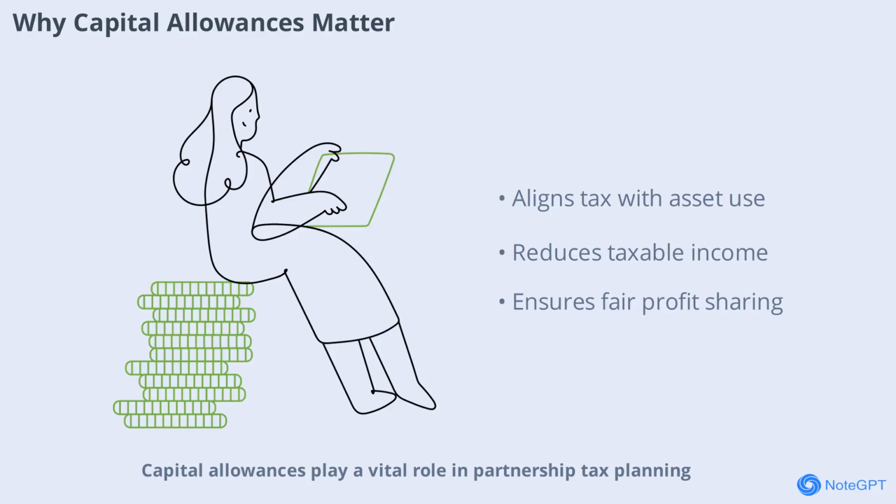Capital allowances play a vital role in partnership tax planning. By replacing depreciation, they ensure that tax deductions are aligned with the actual use and wear of business assets. This not only reduces the partnership's taxable income, but also ensures that each partner's share of profits reflects the true economic position of the business.